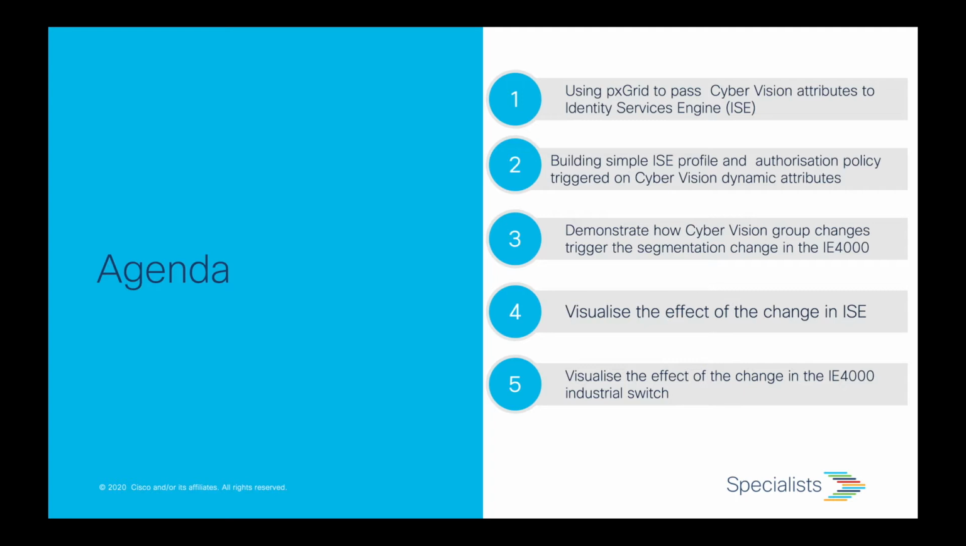And then we'll have a look at a demo where I actually make some changes, and we'll look at the implication of that and how it's visualized both on Cisco ISE and how it manifests itself from an endpoint perspective. And finally, we can look at the CLI changes on the IE4000 and how this TrustSec capability manifests itself at the switch level.